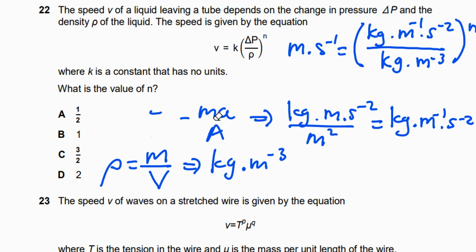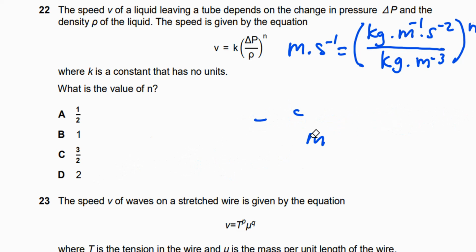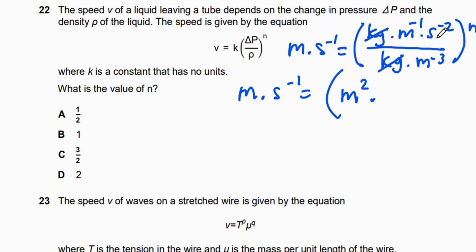Let's get some more space here. We can simplify what's inside the brackets here. The kgs will cancel. Since we are dividing the m's, we can subtract the powers. So negative 1 minus negative 3 is negative 1 plus 3, which is 2. So we have m squared. Then the same with, well, we only have one s at the top here. So we can rewrite it.